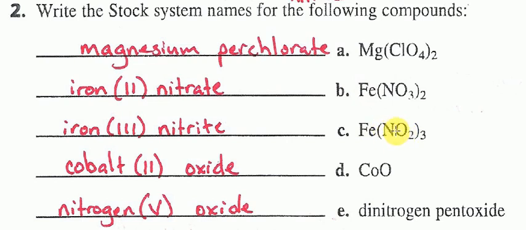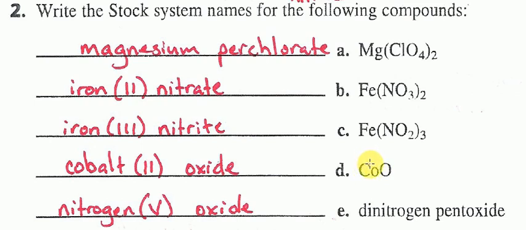C, we have a nitrite, NO2. There are 3 of them. Looking at the polyatomic ion sheet, we see that nitrite also has a charge of -1. We see that there are 3 nitrites, so 3 -1 charges, so that's a total of -3. Again, that -3 needs to be balanced out by whatever this single iron is. This iron must be iron 3. So iron 3 nitrite.